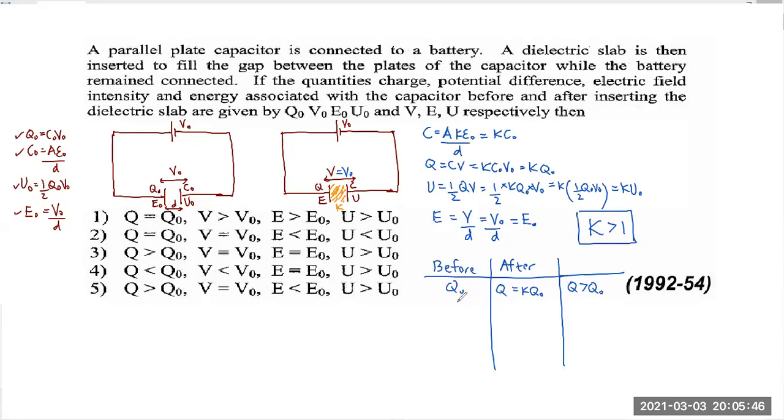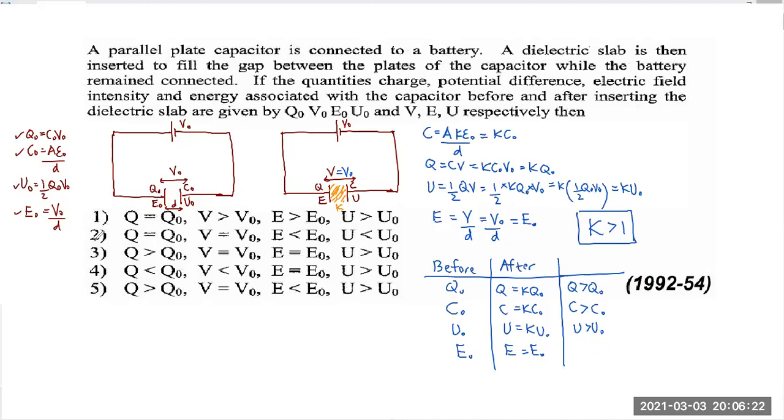And then initial capacitance is C naught. New capacitance is C new equal to KC naught. Therefore, it is also greater. But voltage is equal. And how about the energy stored? U naught, and the new energy stored is U equal to KU naught. Therefore, again U is bigger than U naught. And finally, E is equal to E naught. No change there. So by the looks of it, which one is the answer, people?